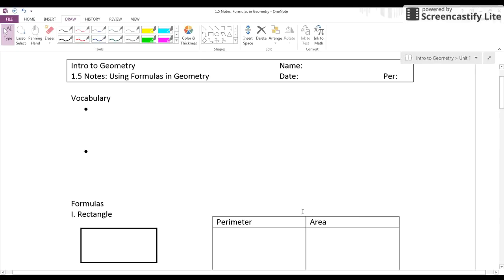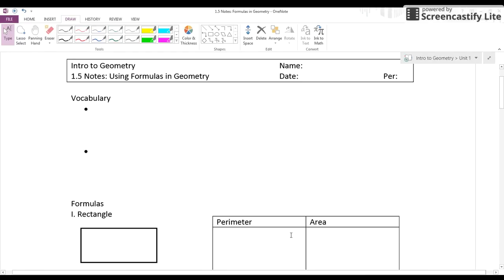All right, 1.5, using formulas in geometry. So we're going to just kind of remember some formulas that we're probably very familiar with and just dip our toes into using formulas. We're going to be doing a lot more formulas throughout the year. So we just want to remember some basic ones and then how do you manipulate them. And we'll do a little algebra review as well.